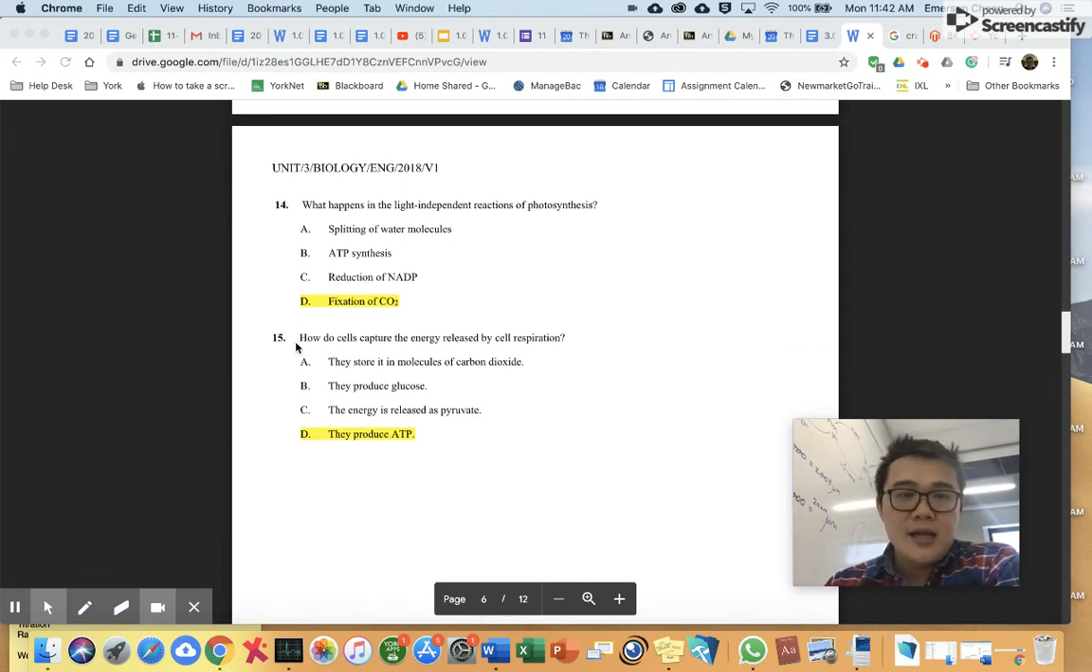Last question. How do cells capture the energy released by respiration? They make ATP. Cellular respiration turns glucose into ATP. So at the end of it, you get the energy from ATP.